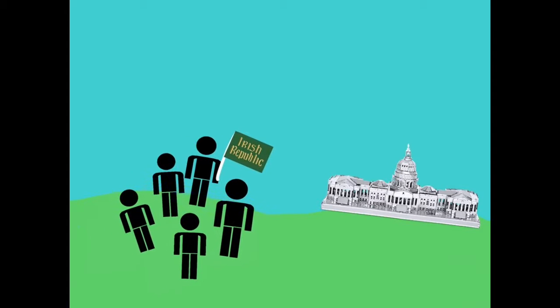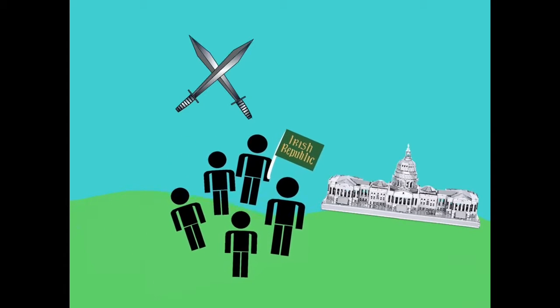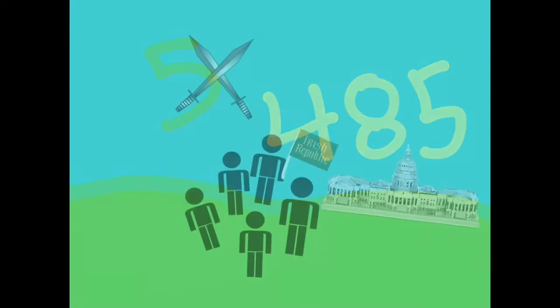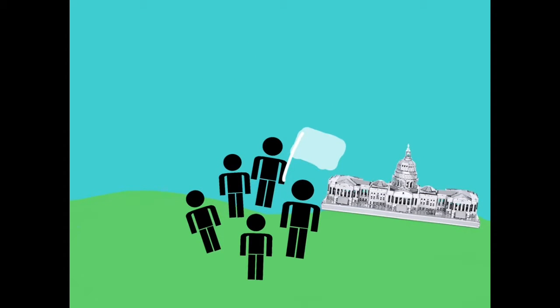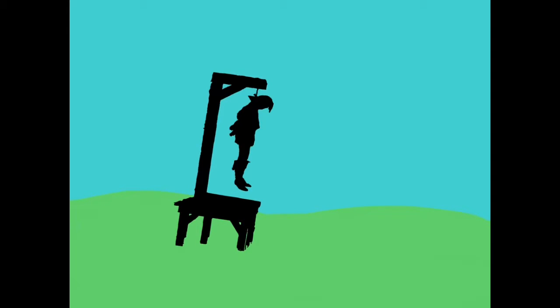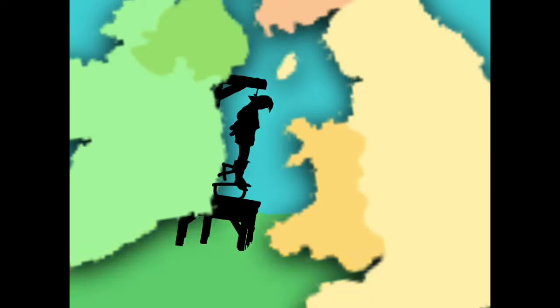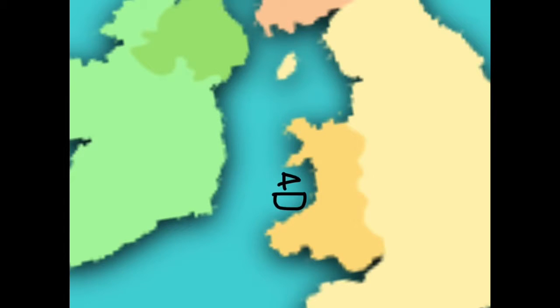The time came where the IRB and the Irish citizens launched a massive attack against the government in the capital city of Dublin. It was a short war that only lasted 5 days, but in that time 485 rebels were killed by the government. The rebels surrendered after this, and 15 of their leaders were taken hostage and to be executed. The government decided to leave the country because it wasn't worth the trouble it had caused them.